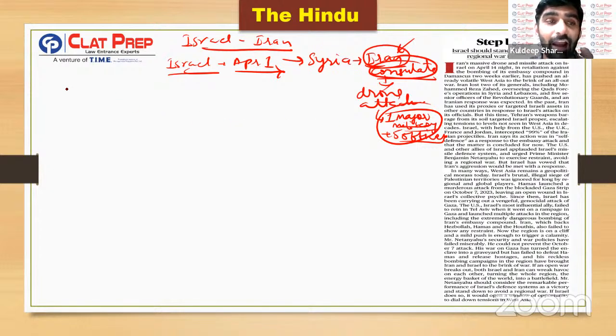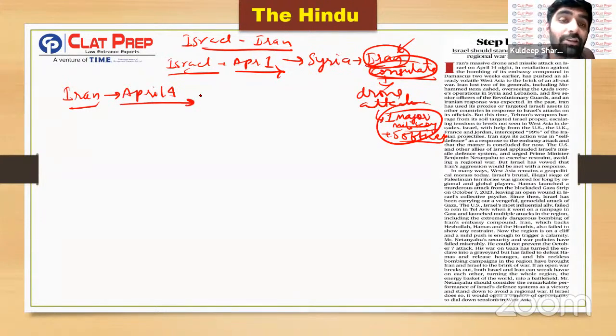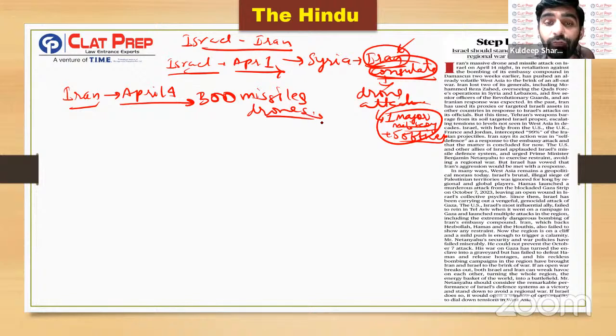And after this attack happened, Iran actually warned everyone and told everyone that it is going to take retaliatory action. And because of this, on April 14th, just 2-3 days ago, Iran actually launched a massive missile attack on Israel. Around 300 missiles, drones, etc. were launched on the state of Israel. So it was the first time that Iran actually attacked Israel directly.